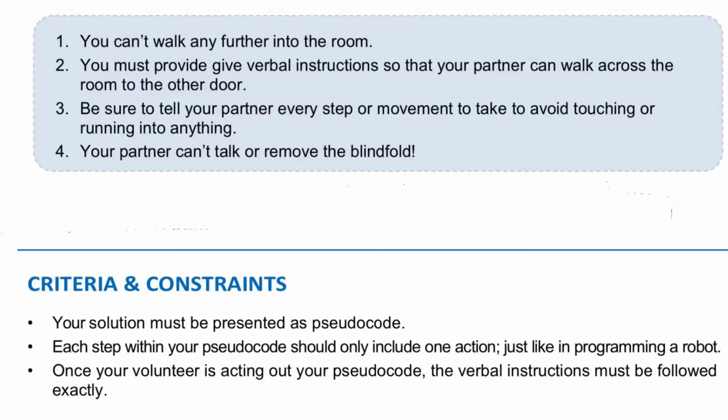To complete this activity, there are some criteria and constraints that you must follow. First, your solution should be presented as a pseudocode with one action steps. Once your volunteer is acting out your pseudocode, the verbal instructions must be followed exactly. You are also not allowed to walk very far into the room. You must give verbal instructions so that your partner can walk across the room. Be sure to tell your partner every step or movement to make sure they don't run into anything. Your partner is also not allowed to talk or take off their blindfold.